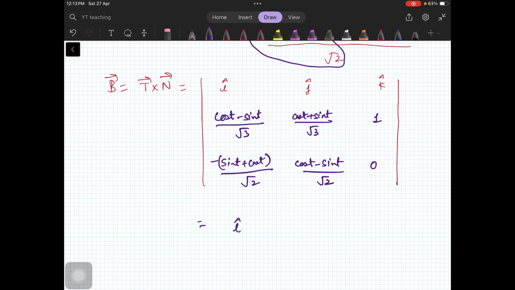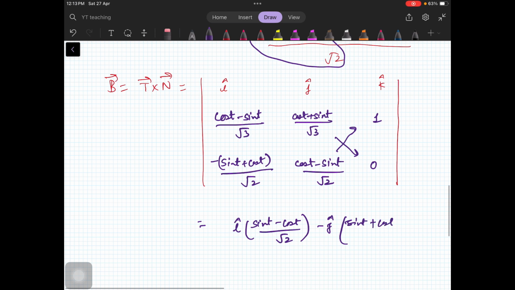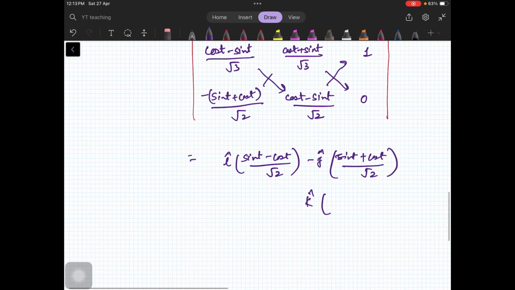So you'll get i cap, you'll get this minus this. So you'll get (sin t minus cos t) upon root 2. And with j cap, you'll get this minus this. So this would be plus (sin t plus cos t) upon root 2. And with k cap, you'll get this times this. So that is going to be root 6. Here also it is going to be root 6. I didn't multiply the denominators. Okay. So this is (cos t minus sin t) whole square plus (sin t plus cos t) whole square.